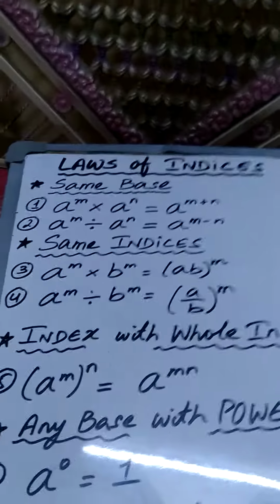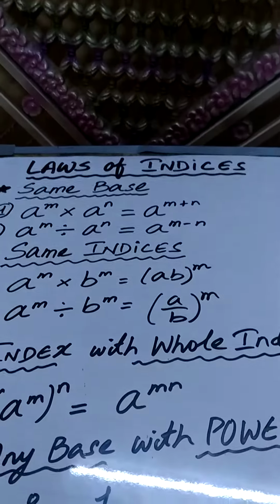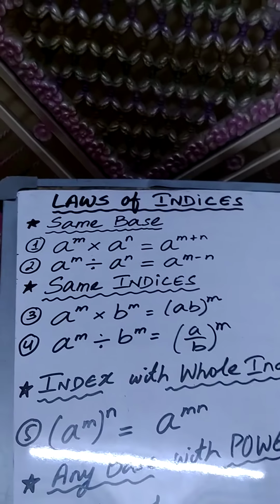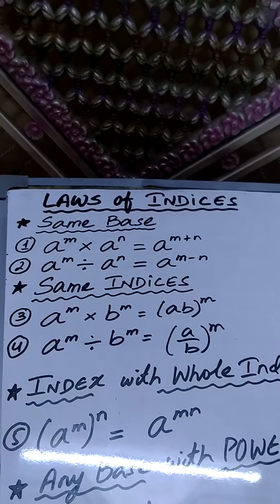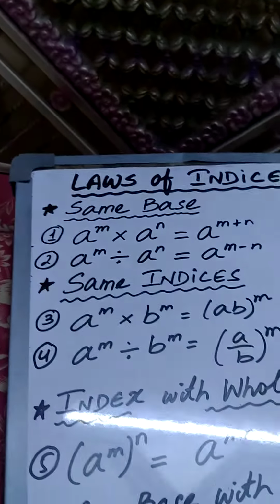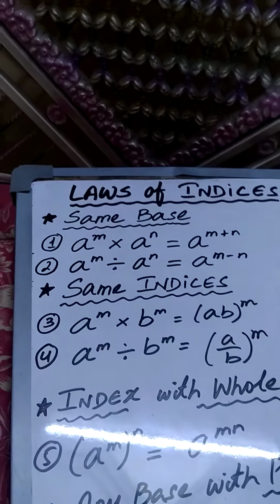Okay now kids, after this, laws of indices. Some teachers also call it rules of indices, some people call it laws of indices. So there are a few laws of indices. First of all, same bases. So there are two laws of same bases.